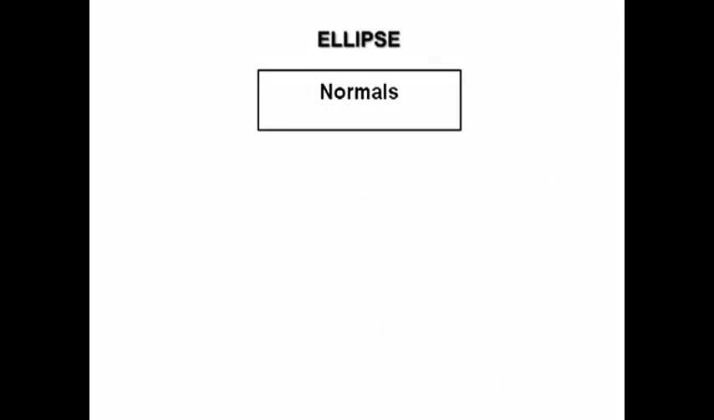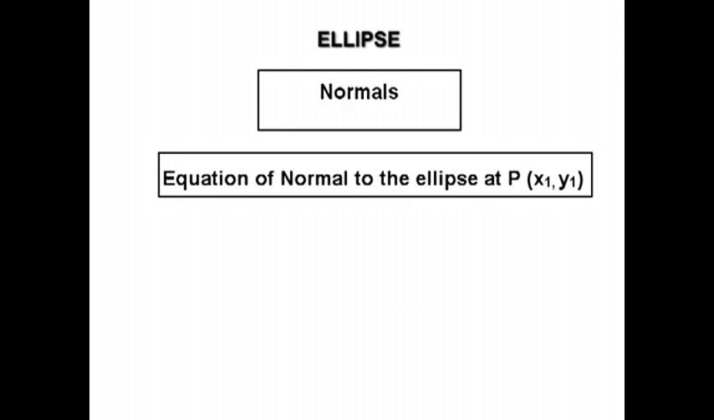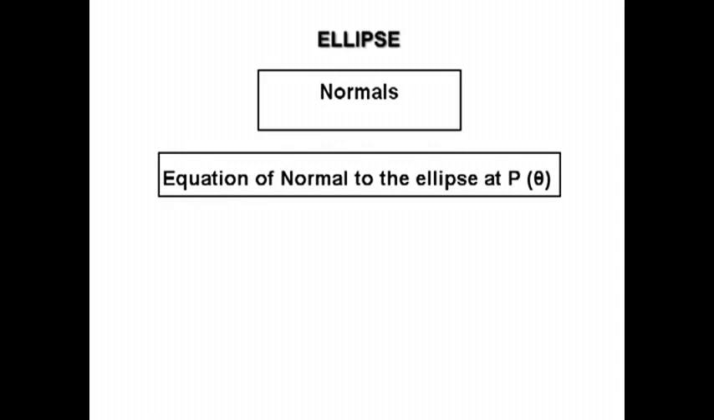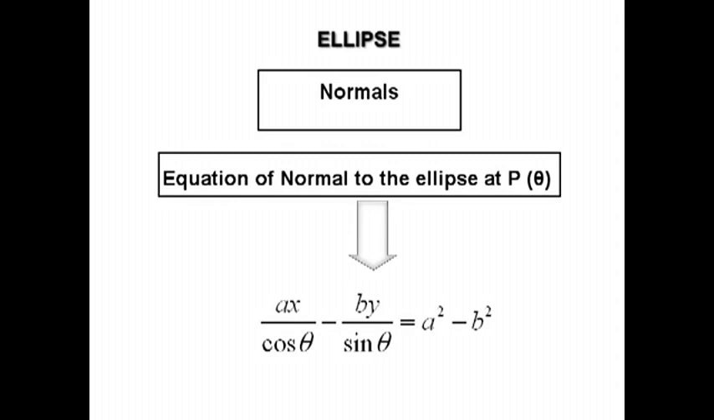Normals. Equation of normal to the ellipse x square upon a square plus y square upon b square equal to 1 at P(x1, y1) is a square x upon x1 minus b square y upon y1 equal to a square minus b square. And equation of normal at P of theta is ax upon cos theta minus by upon sin theta equal to a square minus b square.